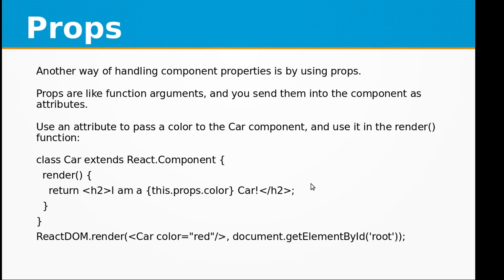Okay, another way of handling component properties is by using props. Props are like function arguments, and you send them into the component as attributes. Use an attribute to pass a color to the car component and use it in the render function. Okay.